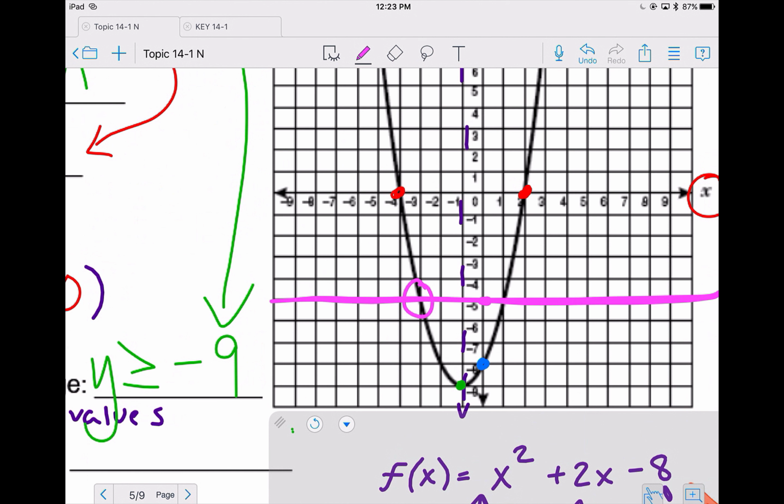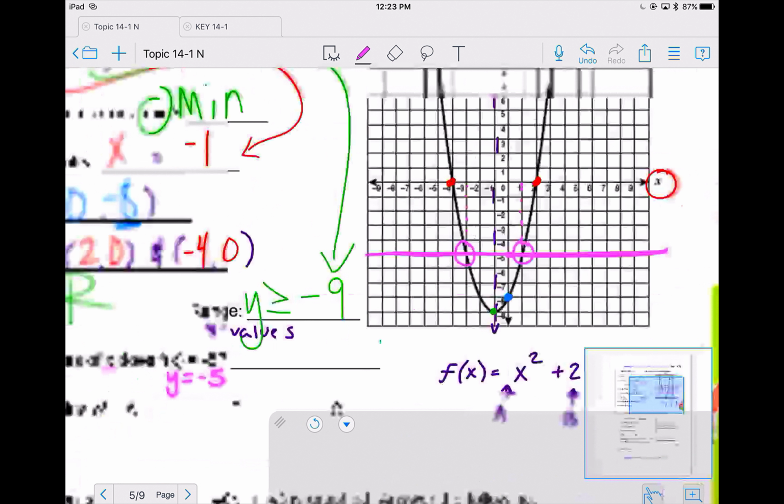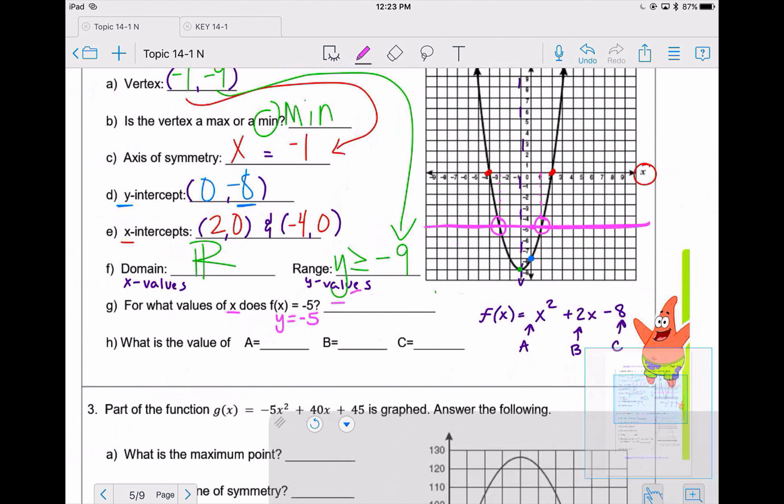Now that line crosses my parabola, my U-shaped graph, at these two places. It crosses at -3 and at 1. So my values are going to be -3 and 1. You can put the and sign, you can put the or sign, you can put the comma. You cannot put like 1 minus 3 because that's -2, and that means nothing to us because that's not correct.